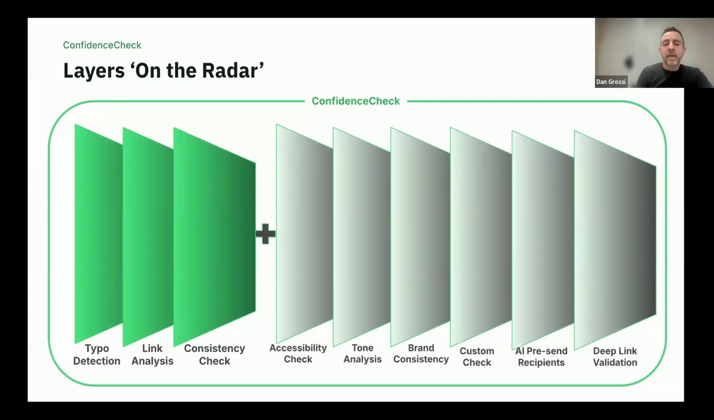AI pre-send recipients. What we're looking at here or thinking about is AI personas that would mirror key audience segments of yours as a way to get qualitative feedback on your draft before you send it out. Like, how would this group react or receive or understand your email? And lastly, deep link validation. So that's that next level of link validation where we would actually visit the page, inspect it, and then give us greater clues on whether the content matches the email context.